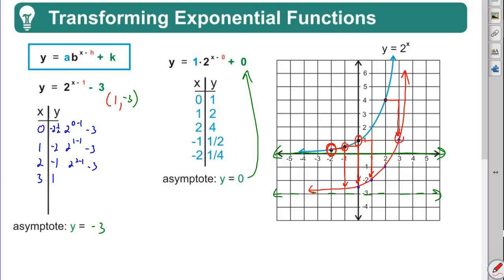All right, that's the concept. That's the idea. And remember, if you don't remember how to translate, anything can be graphed using an XY chart, but you have to remember the shape, and you have to be on the lookout for the asymptote. All right?